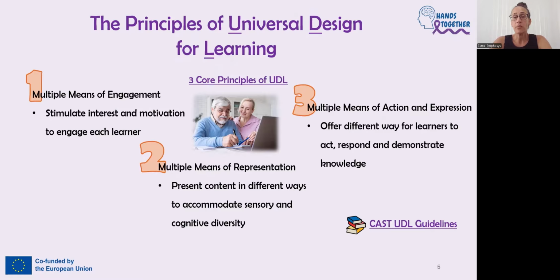Second, multiple means of representation involves presenting content in different ways to accommodate a variety of different learning styles and needs. This might include using visuals, audio, text, or hands-on activities. Third, multiple means of action and expression provides learners with various options for demonstrating what they know, whether through writing, speaking, drawing, or using technology. These principles are outlined by CAST, the Center for Applied Special Technology, and the creators of Universal Design for Learning. Here are their guides. This is a valuable resource for educators when planning inclusive and accessible learning activities.